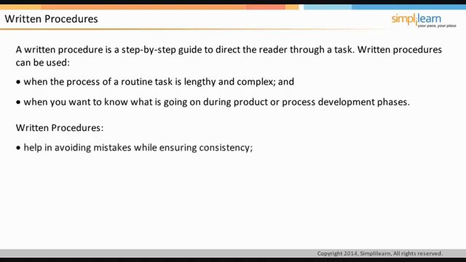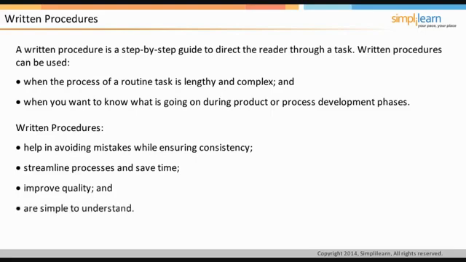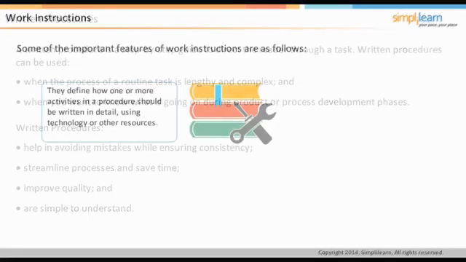Writing procedures help you avoid mistakes and ensure consistency. They streamline the process and help your employees take relevant decisions and save a lot of time. Written procedures help in improving quality. They are simple to understand, as they tend to describe the processes at a general level. In the next screen, we will discuss how work instructions are helpful in understanding the process in detail.